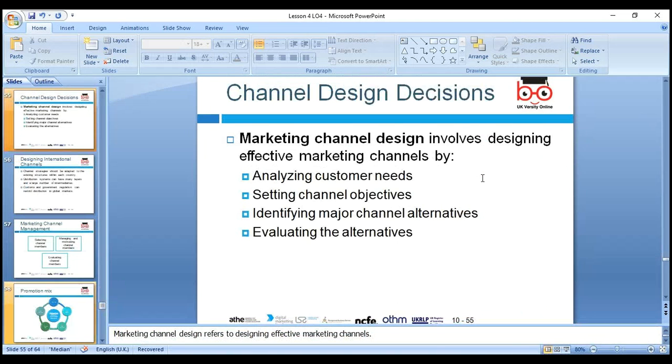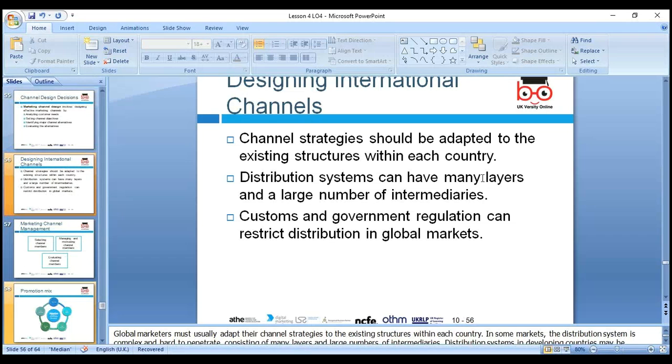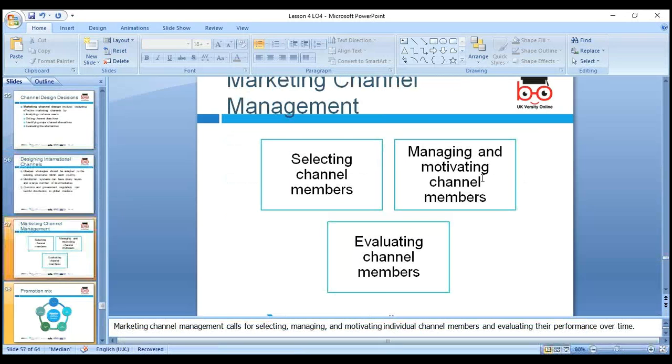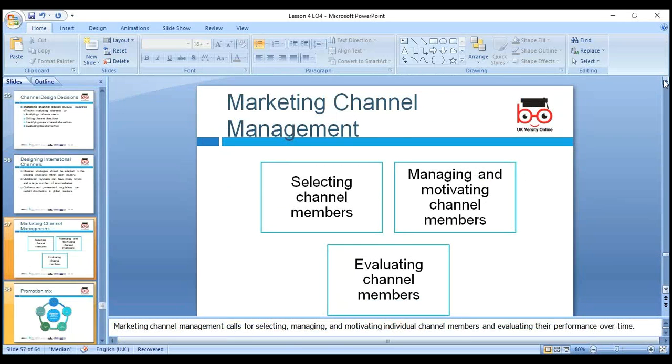Okay, then these are how we can use these channels to promote different products, so we need a good understanding of these channels to use marketing effectively. Marketing channel management: selecting channel members and managing and motivating channel members, and how well they deliver the goods.